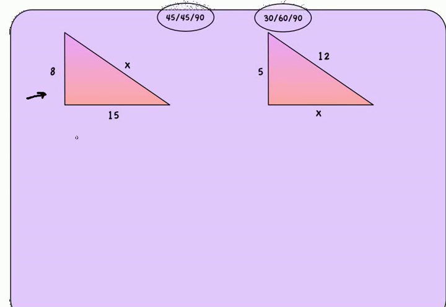And so our basic Pythagorean Theorem is our a squared plus b squared equals c squared. A and B are my two legs. It really doesn't matter which one I use first. So let's just call this 15 squared plus 8 squared is going to equal our c squared, which in this case is our value of x.